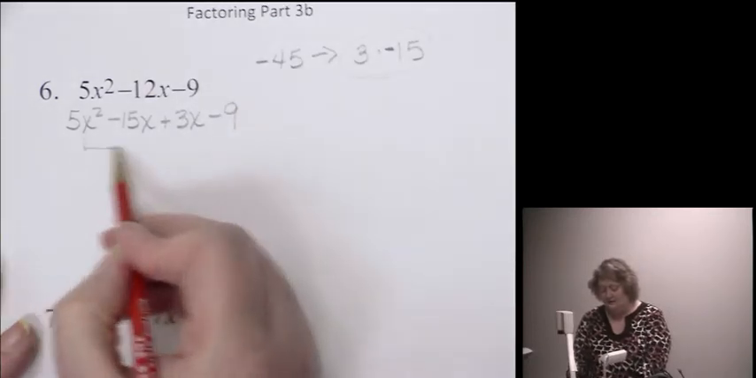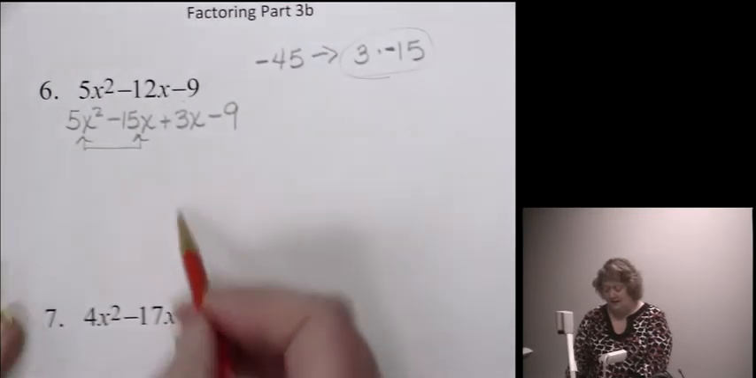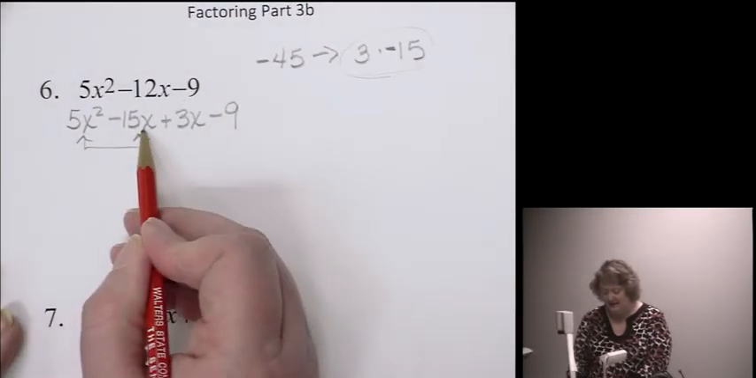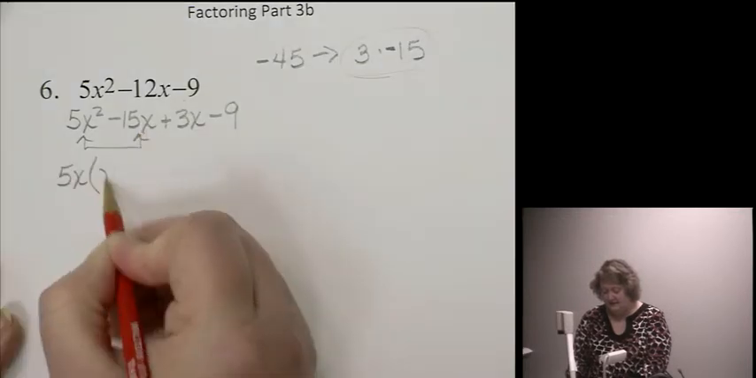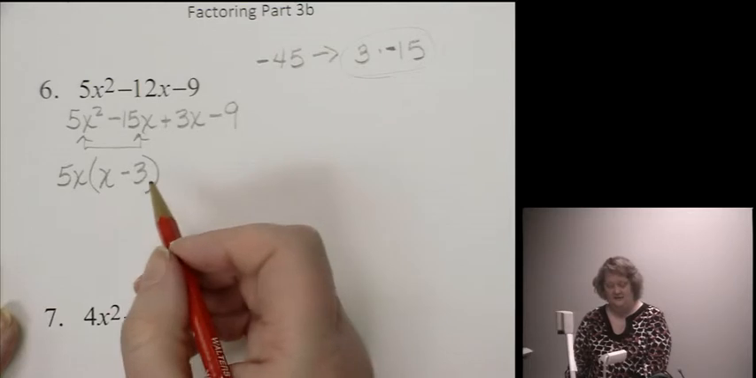Then we're going to look to see what's the common factor between these two. And common between 5x squared and minus 15x would be the 5x. And we're left with x minus 3.